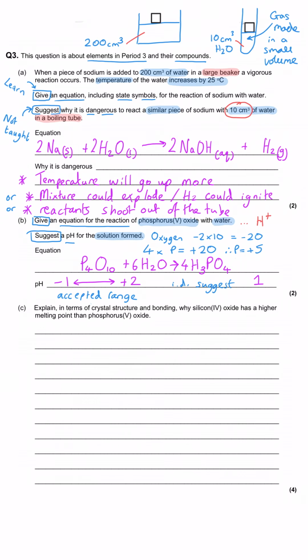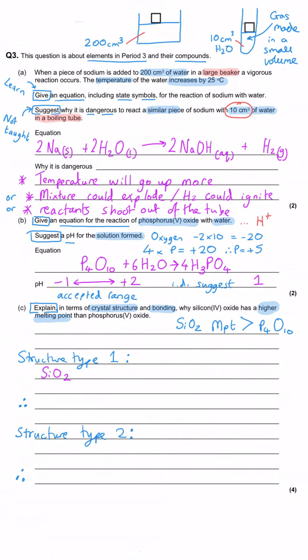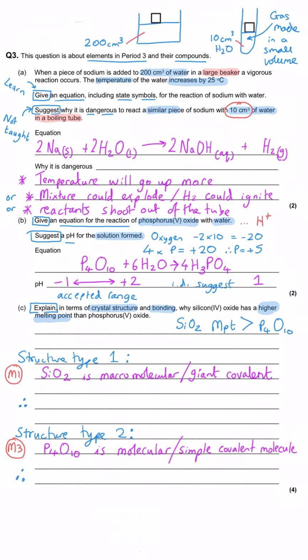And then part C says, explain in terms of crystal structure and bonding why silicon(IV) oxide has a higher melting point than phosphorus(V) oxide. So in a situation like this, you need to talk about what the type of structure is for each of the two things that you are comparing. So silicon(IV) oxide is SiO2, which is macromolecular, or you could call it giant covalent. Whereas P4O10 is molecular, or if you prefer, simple covalent molecule. That's probably the most descriptive of those two options.